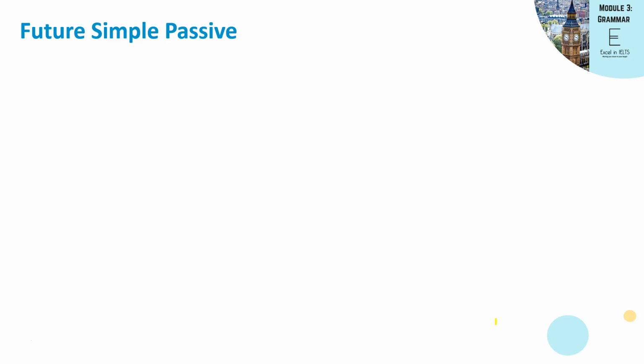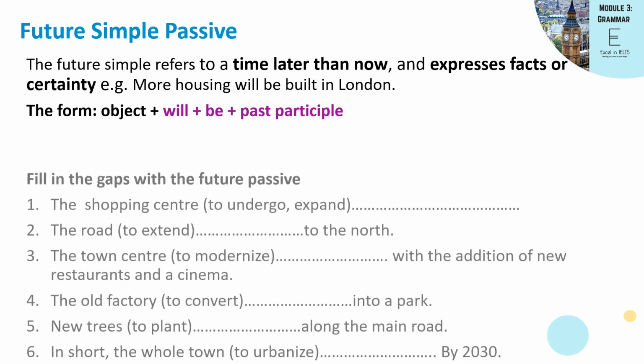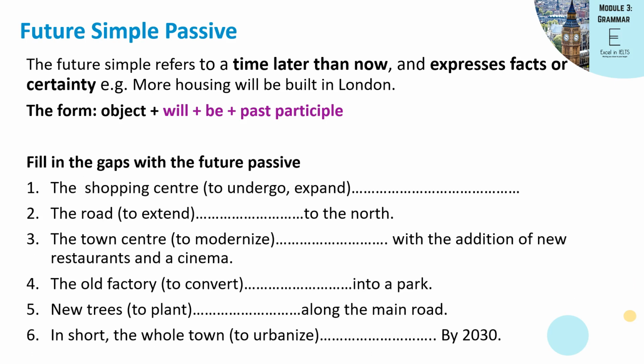Let's have a look at the future simple passive now. So future simple is basically a time later than now, and it expresses facts or certainty. For example, more housing will be built in London because of the growing population. So the form is object plus will plus be plus the past participle. So it's slightly different to the present perfect. And you can have a go at practicing in this exercise.